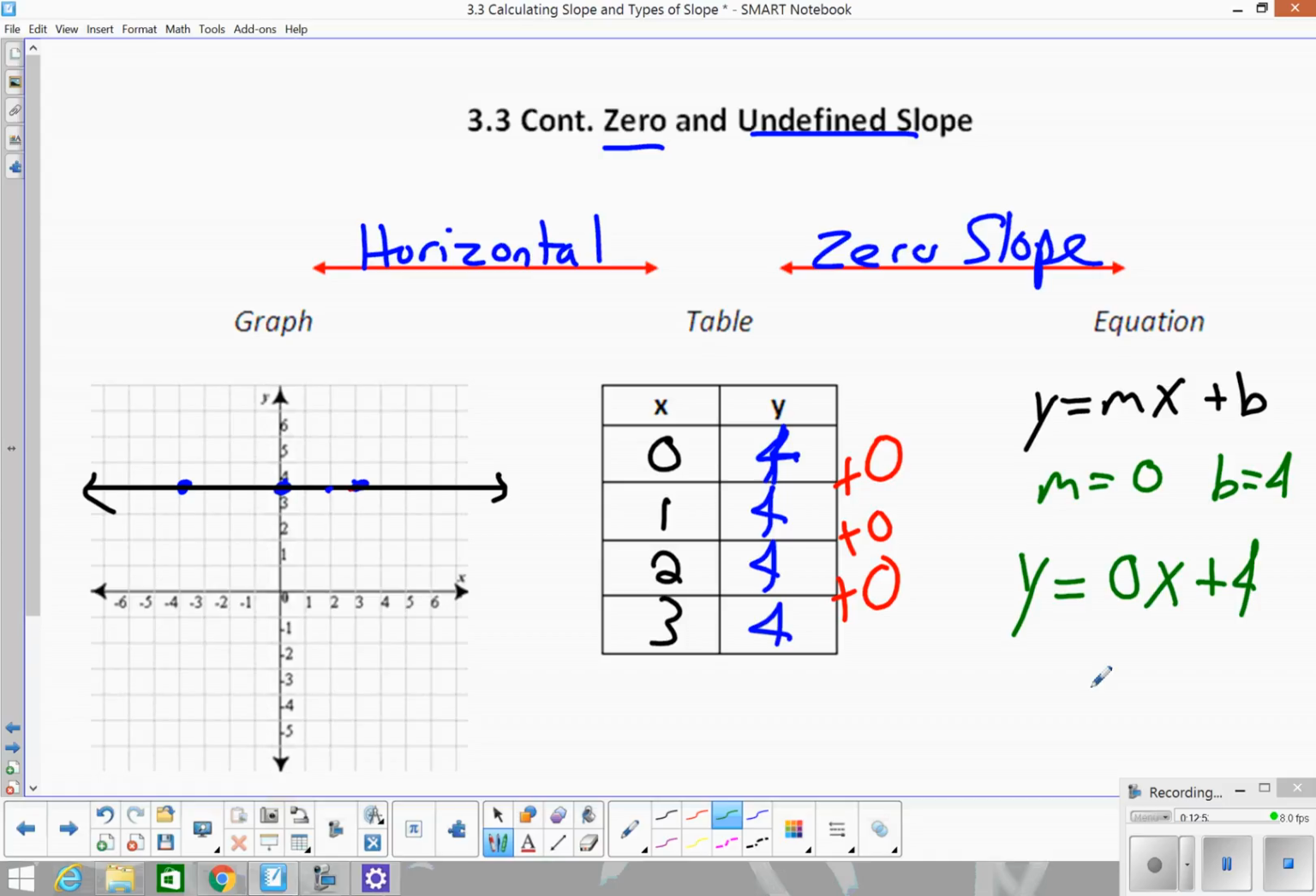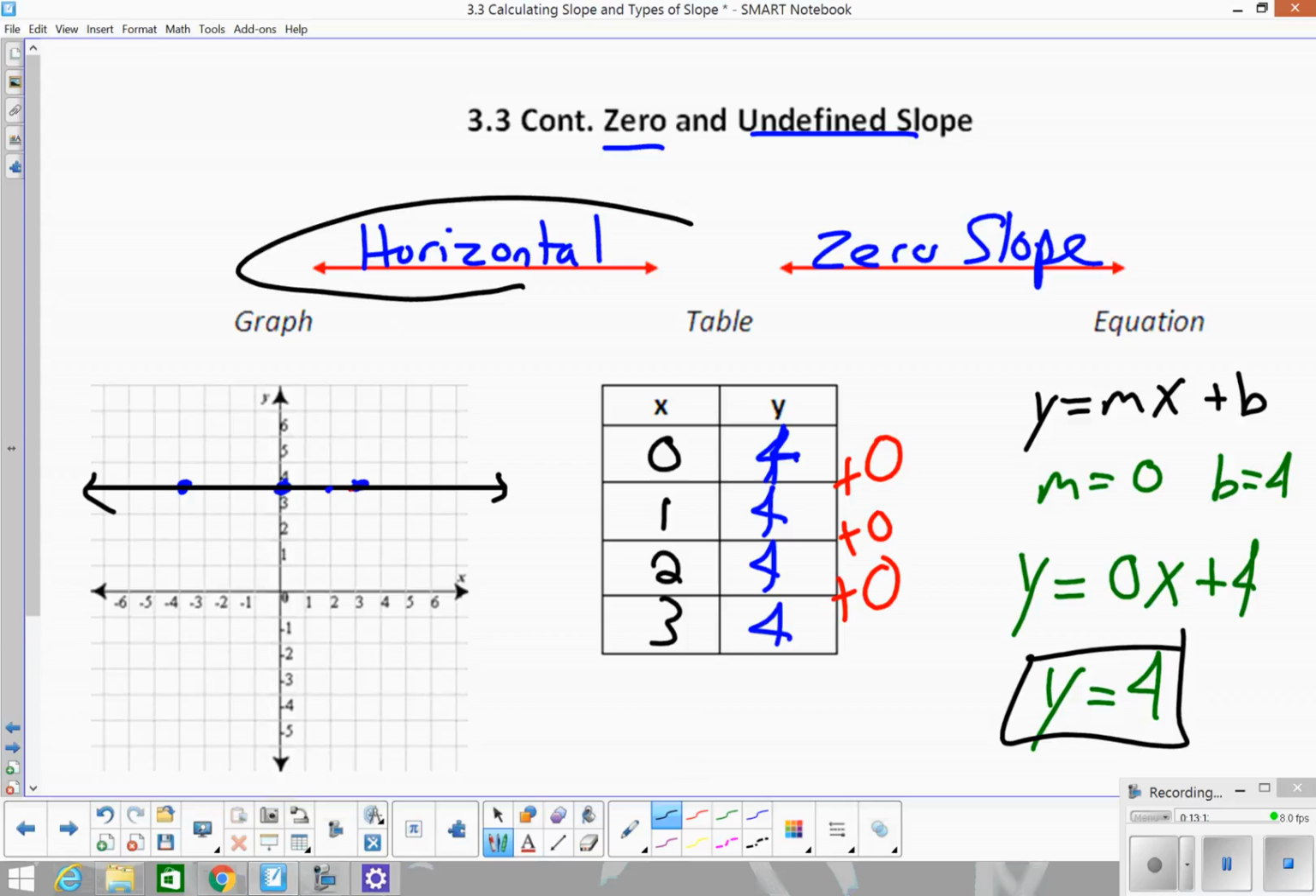But if you simplify that, if you have 0 next to x, no matter what you plug in for x, 0 times x is 0. So then you have y equals 0 plus 4, which is just y equals 4. So if you have anything that says y equals a number, it is a horizontal line, which has a 0 slope. Cool.